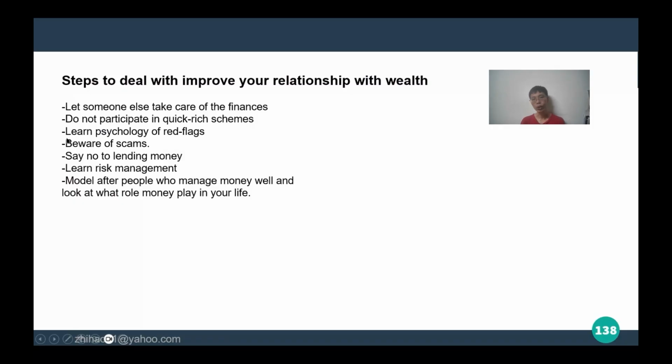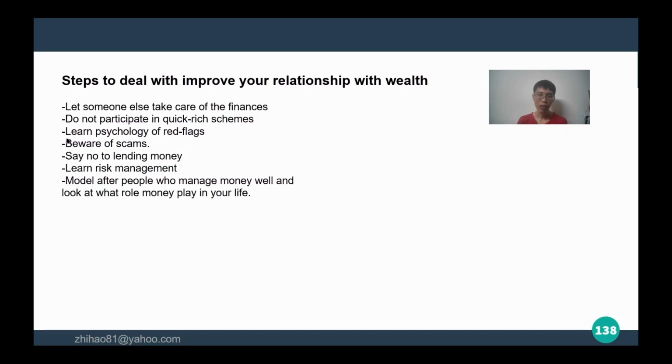Okay, how we should deal with our relationship with wealth if you do not have a good combination. So firstly is if you have a tendency to lose much amount of money or you can't keep the wealth inside you, then it is best to let someone take care of the finances. The second is if you have a tendency to lose much amount of money due to losses and etc., please do not participate in quick get rich scheme.